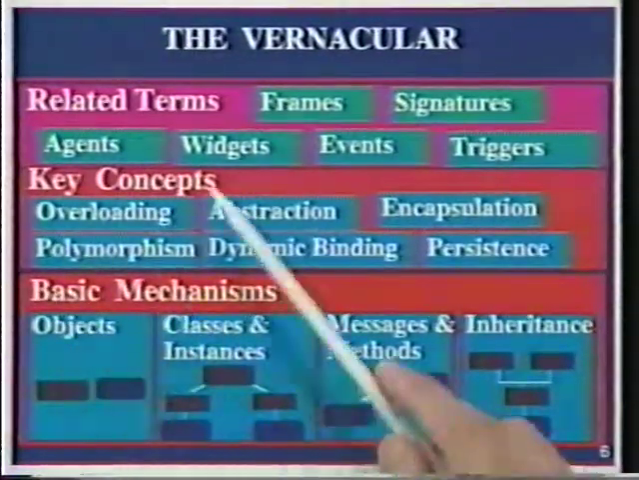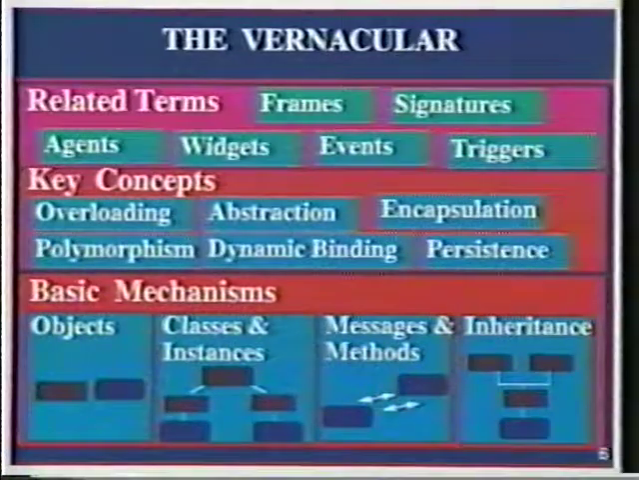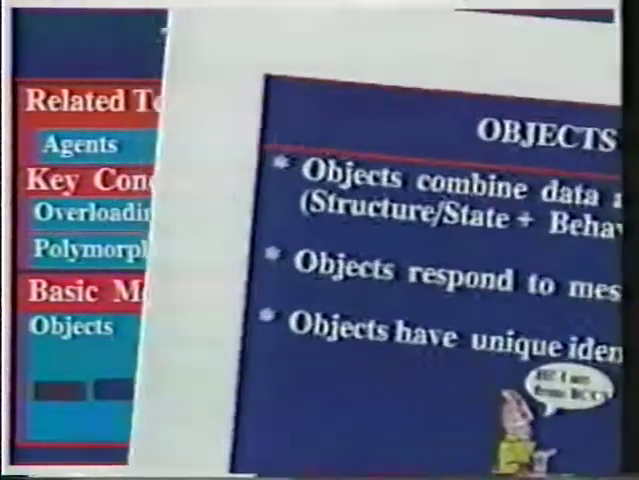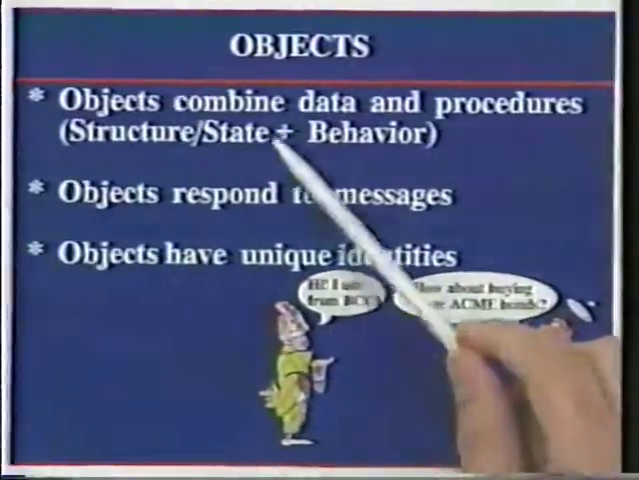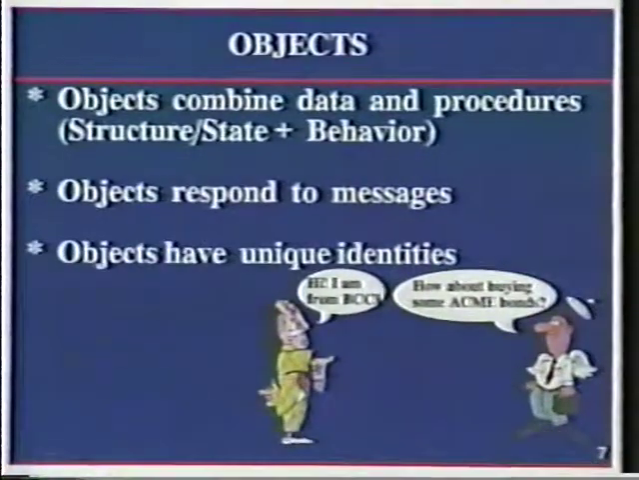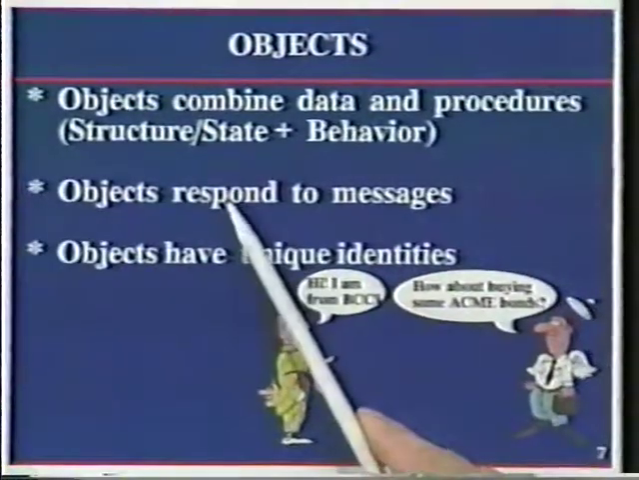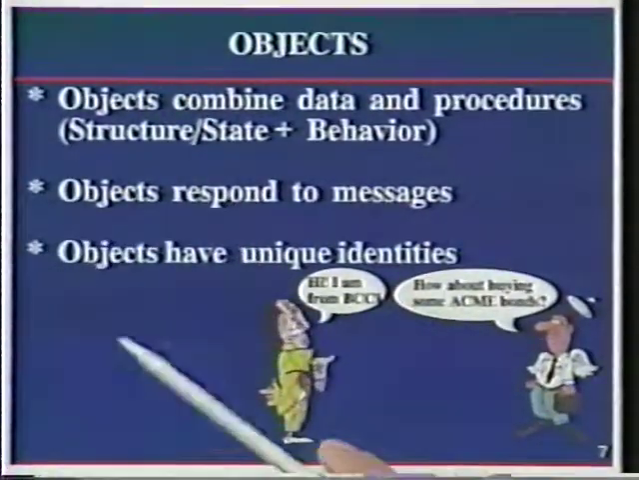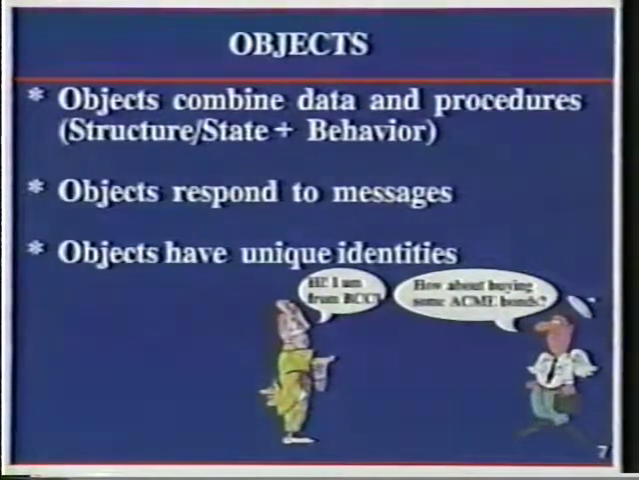First, let me talk about what an object is. Objects combine data and procedures. That means objects have structure, state, and behavior. Objects respond to messages, and objects have unique identities. Now, these are the 3 characteristics of an object.